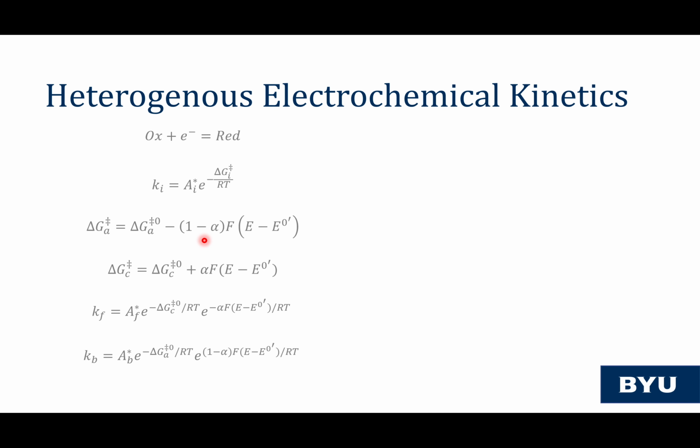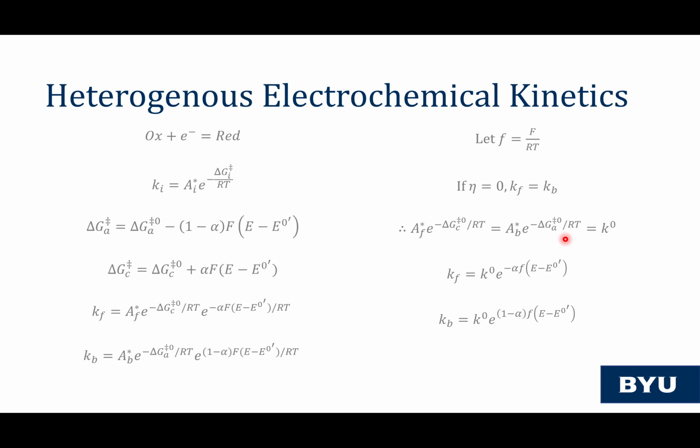So we take these, we write out our Arrhenius equations, which is how we calculate our rate constants. And now let's make a few more little changes. So we're going to define little f as Faraday's constant divided by the universal gas constant and temperature. And then we're going to define this little equilibrium rate constant as the rate constant that is experienced when there's no overpotential. And so here are the mathematical definitions of it.